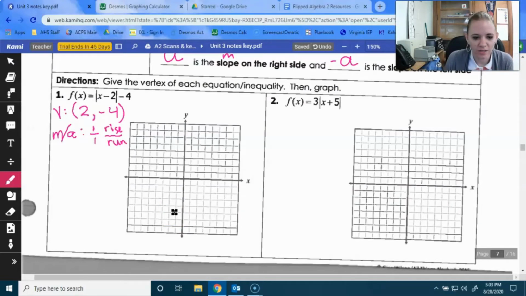So, starting out, 2, negative 4. So go over 2, down 4. It should be right there. So there is the vertex, and I know it's a V graph. And then the slope is 1 over 1. So 1 over 1, up 1 over 1, up 1 over 1, and so on. And then negative.